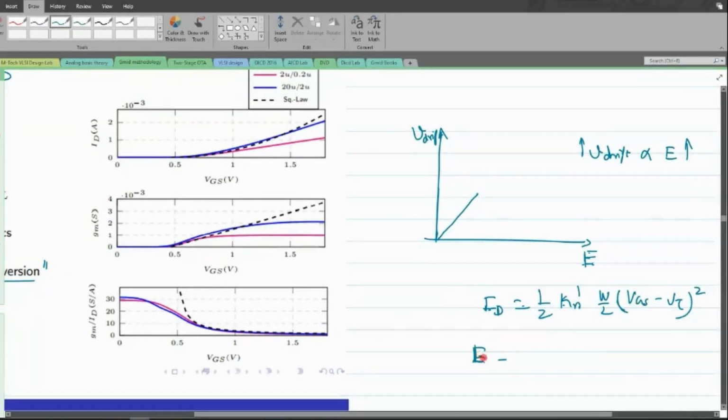Okay, but when I take a shorter channel, the electric field, which I call the lateral electric field, is created by the VDS across the channel. So I could write it as VDS divided by the channel length, which is L. Now, once the channel length becomes small, even for a small value of VDS, a small potential difference between the drain and the source creates a very large electric field.